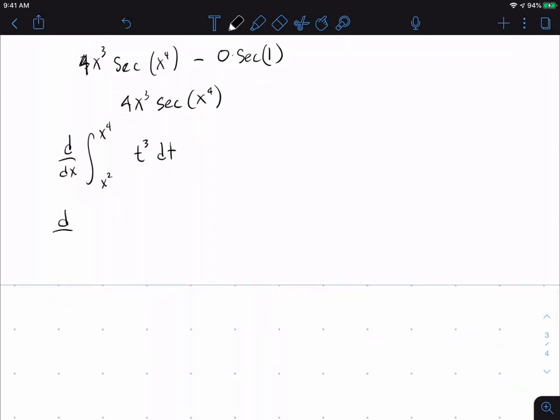I'm not asking you to take the derivative and plug in. I'm not asking you to do it that way. I'm asking you guys to find out what is the antiderivative to t to the third. Cool, thank you. It's t to the fourth over 4, right? And then what I'm going to do is evaluate it, though, if I can, at x squared and x to the fourth. So that piece is going to become this, and it's upper bound minus lower bound, correct?